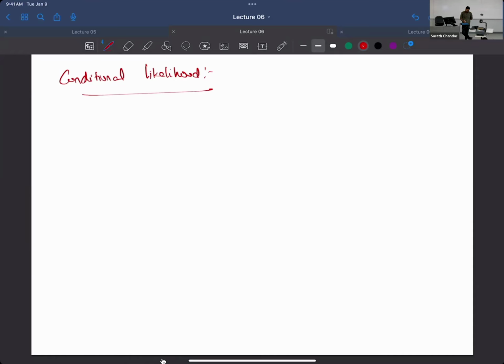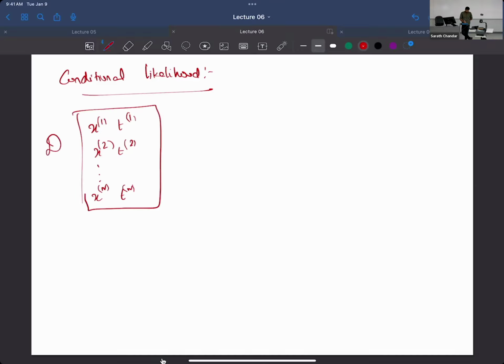Okay, so conditional likelihood. How do we define it? Let's take the data set. My data set is, let's say, x1, t1, x2, t2, up to xn, tn. I have n examples in the data set. Okay, and the model is y equals sigma of w transpose x, right?